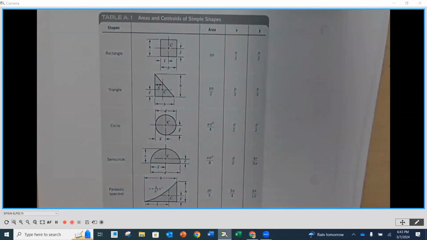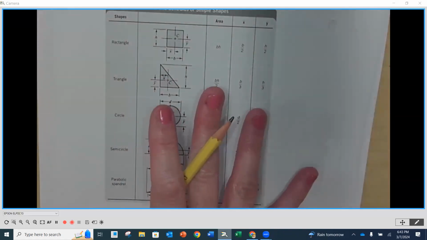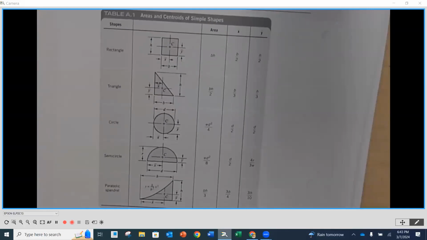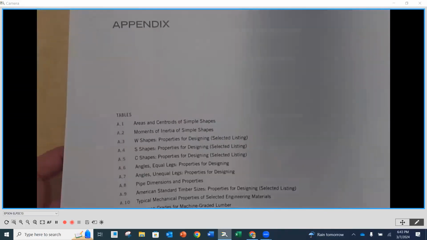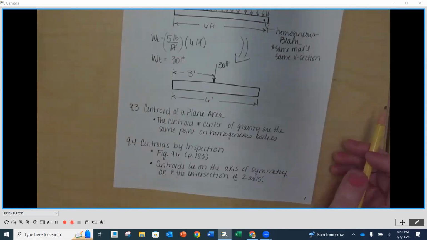You guys know this. Centers of rectangles, centers of triangles. We all kind of know these dimensions, but if you need to reference them, they're here for you, both area and where their centroid is located. So that's going to be the first chart in our appendix. I'm going to put this over to the side because we'll reference the appendix later. So that's the centroid of a plane area. Those are easy, and we've come across those through the years.